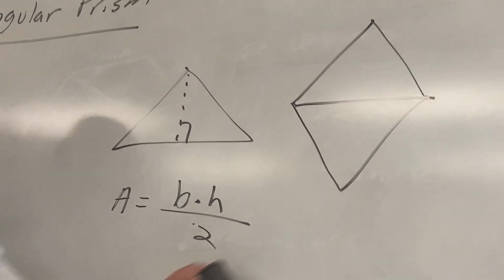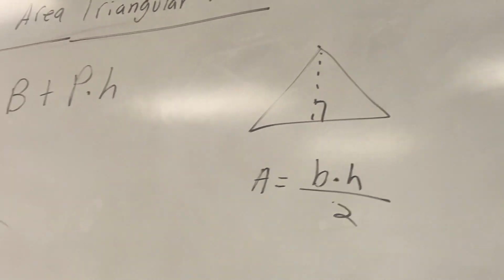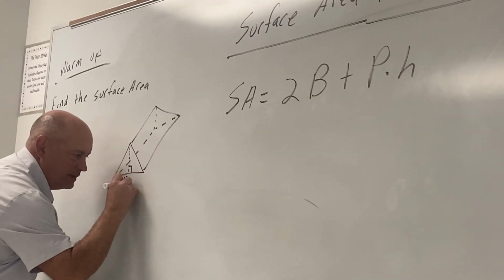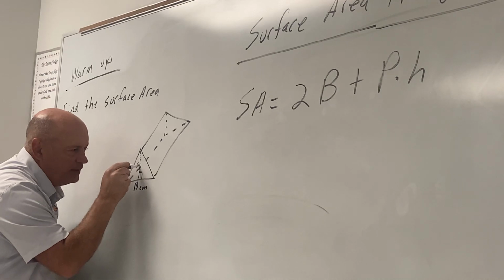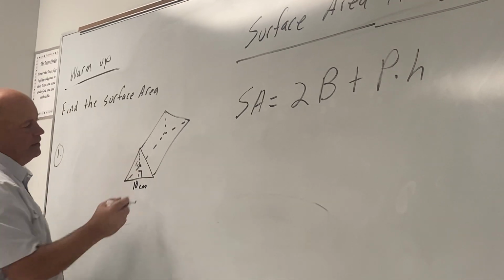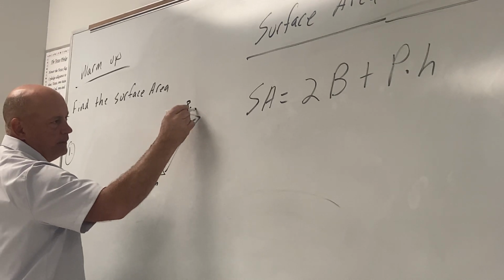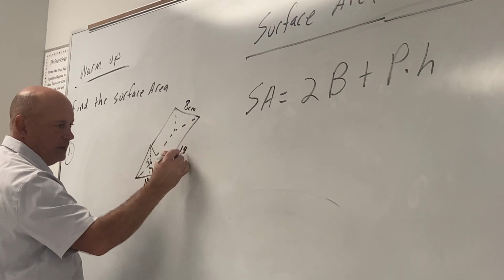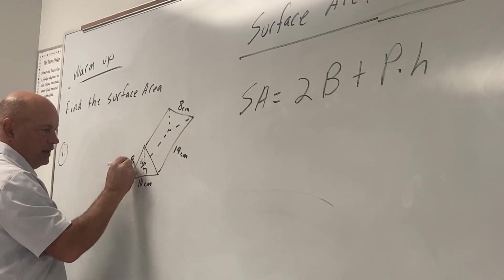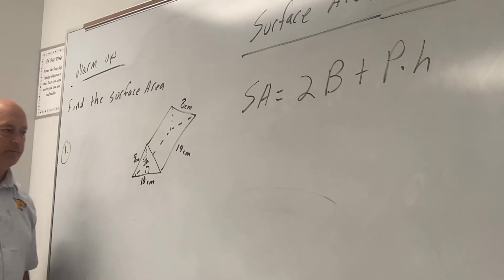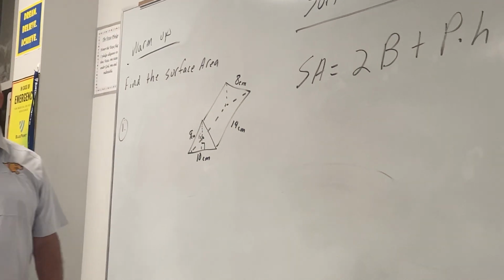All right. So let's put some numbers over here. I'm going to go 10 centimeters on the bottom. I'm going to go 6 centimeters for this. I'm going to go 8 centimeters here. I'm going to go 14 centimeters here. And I'm going to go 9 centimeters here. All right, questions so far?